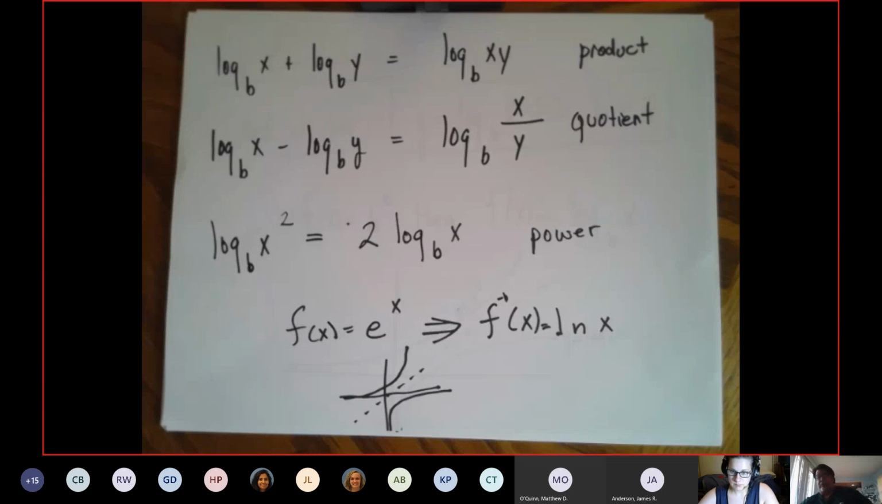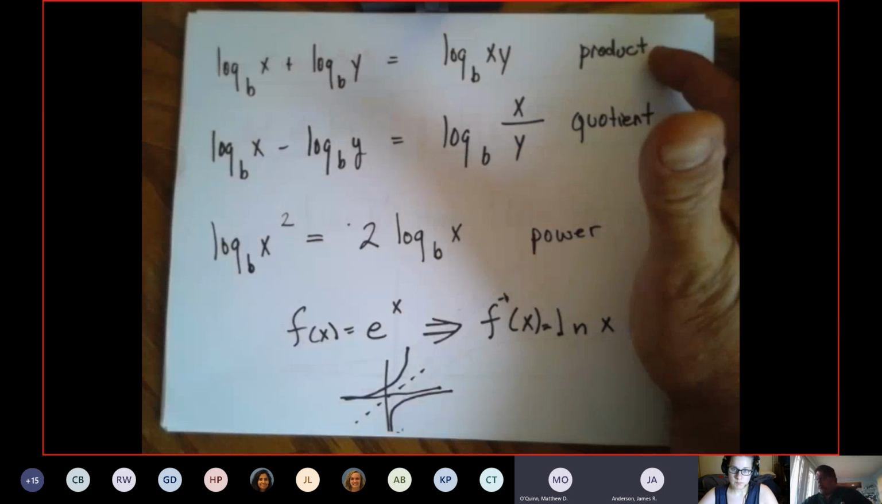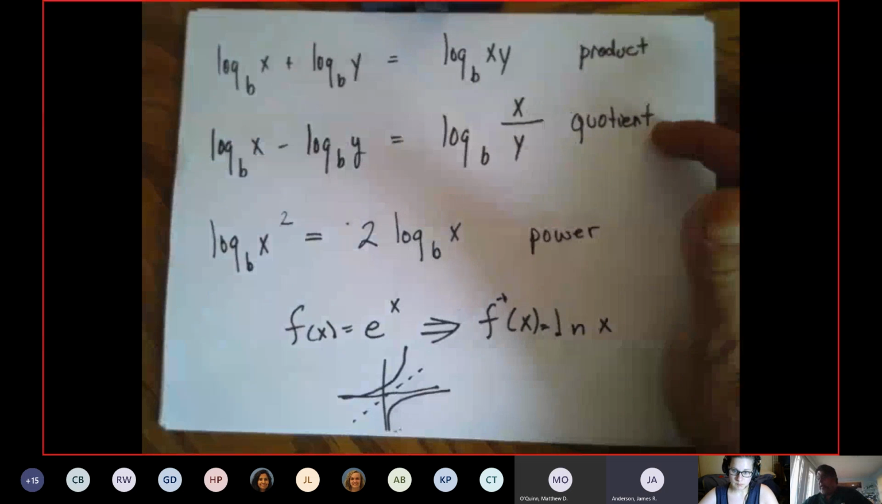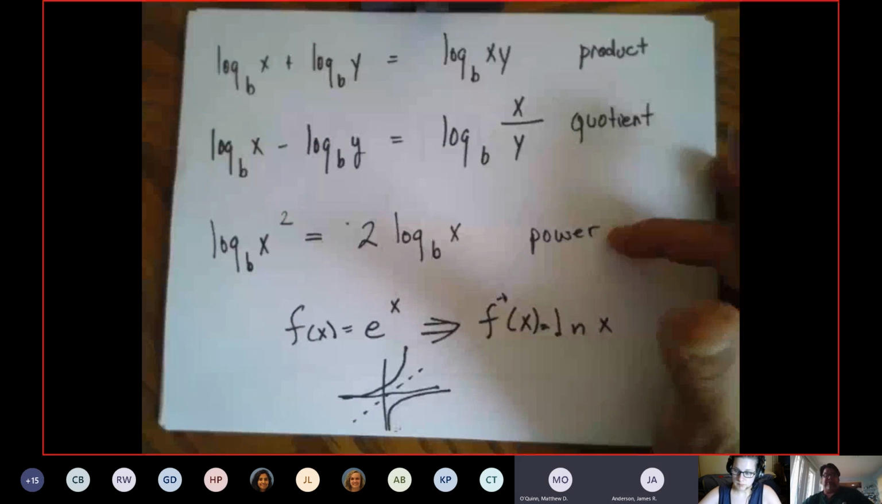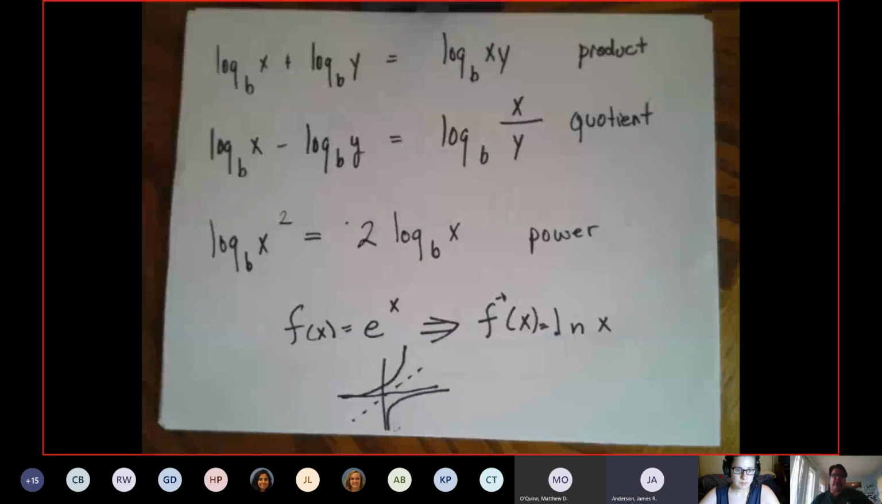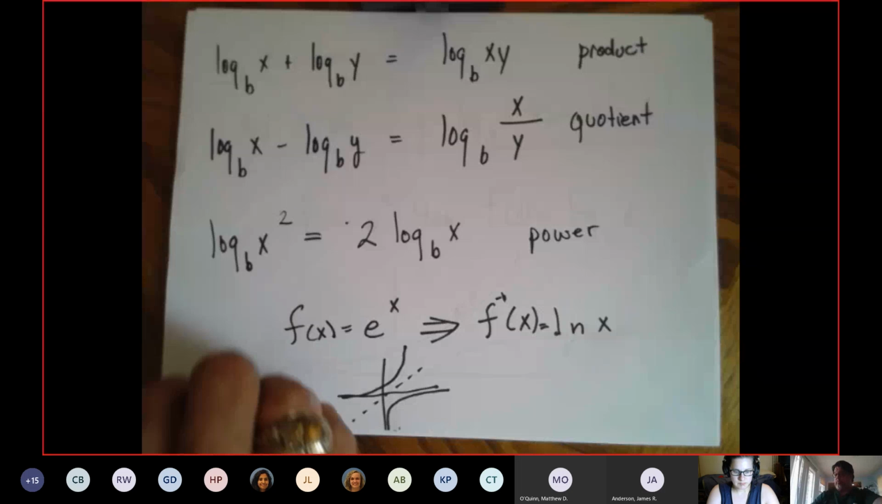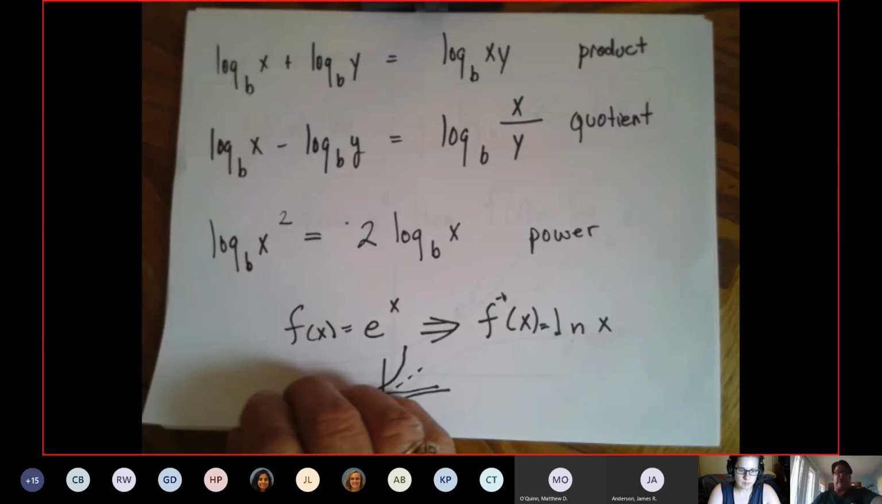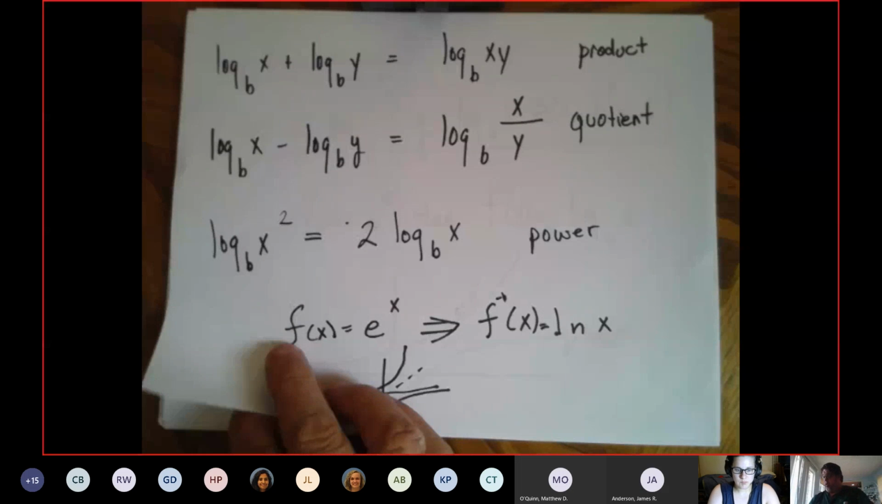Don't forget your product rule, your quotient rule, and your power rule. Now, these are all things you should remember. We are still in review with Chapter 1. We don't get to limit theory until Chapter 2, so you're still in review mode. We've got to get you into Chapter 2 as soon as possible, so we can discourage you and get you to drop.